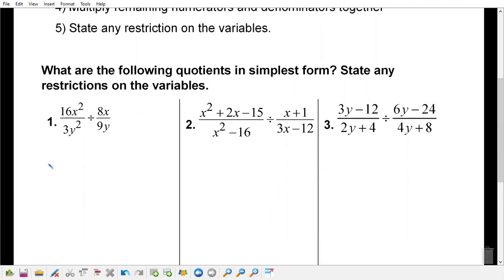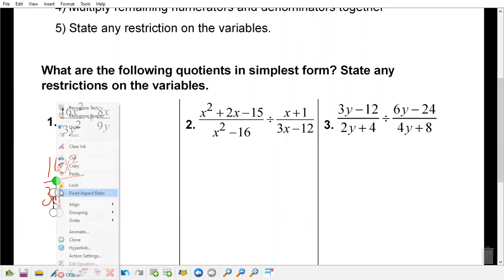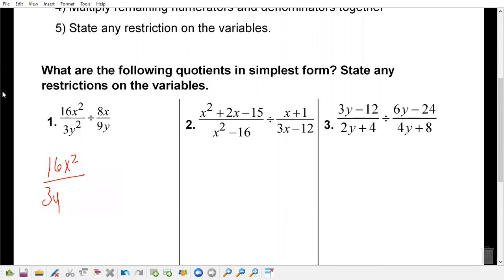So we're going to keep the first fraction. So we have 16x squared over 3y squared. We're going to change our operation. So instead of division, it's going to become multiplication. And we're going to reciprocate our second fraction. So instead of 8x over 9y, it becomes 9y over 8x. And now it's just multiplication, and we follow the steps for multiplication.